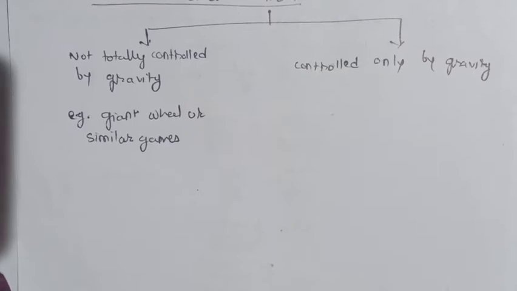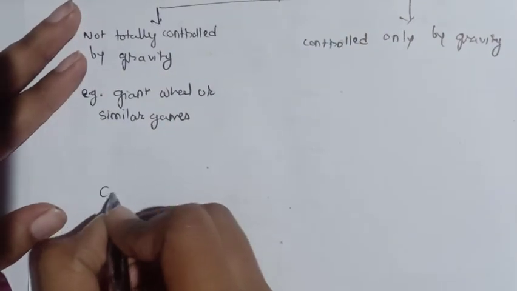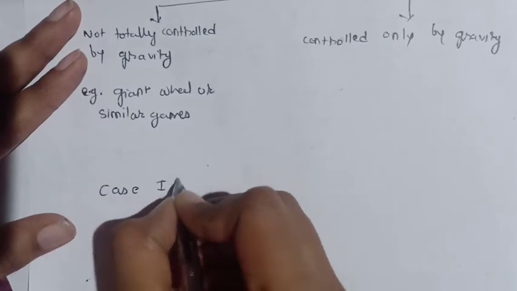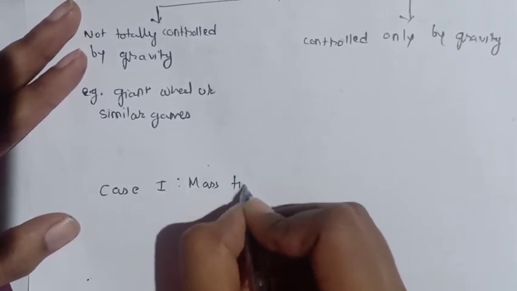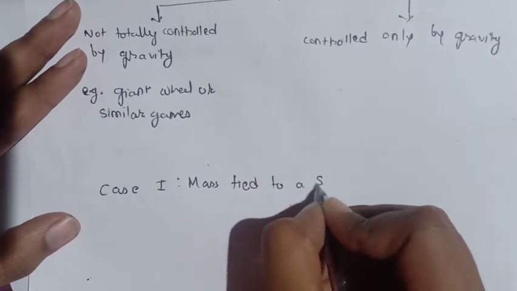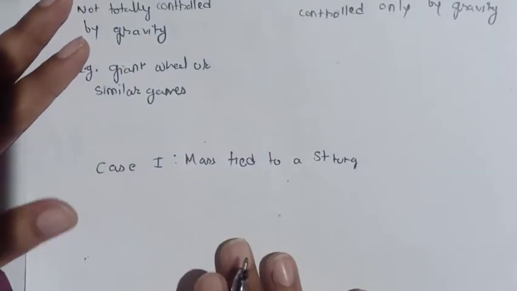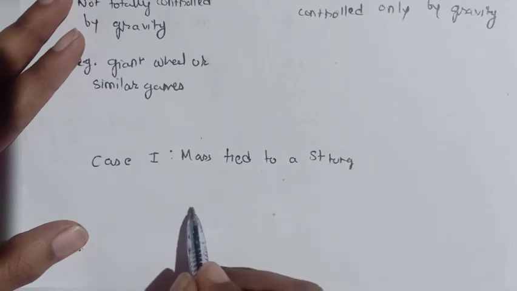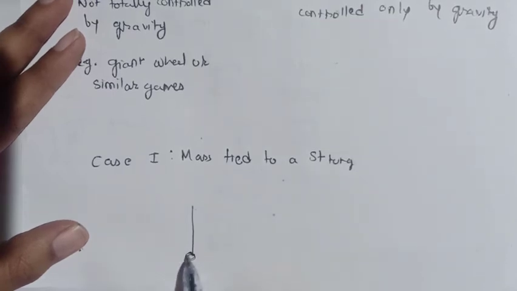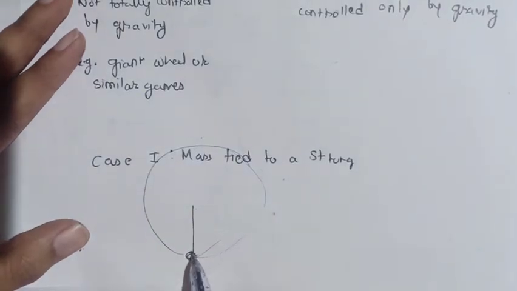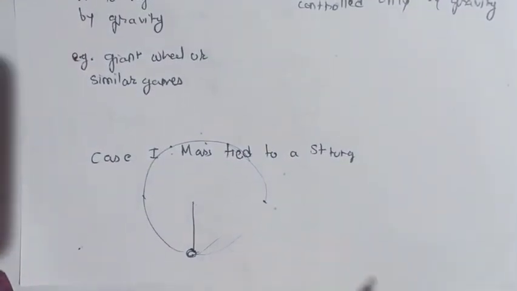Let's study a point mass object undergoing vertical circular motion under gravity. So let's study the first condition, that is case 1, mass tied to a string. Suppose like this, it will perform vertical circular motion in this path. So we are going to find at different points. Okay, let's move.